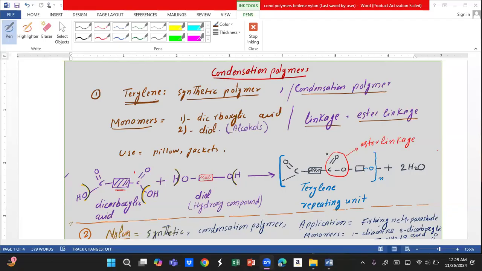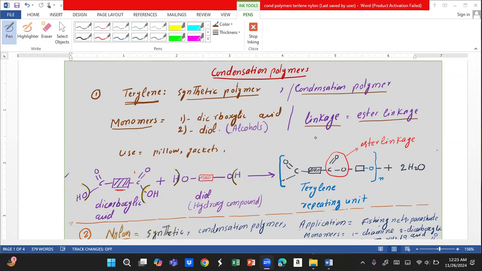Dear students, welcome back. Today I am going to discuss a very important topic, that is condensation polymers. Condensation polymers are the polymers which are formed or produced by the combination of simple molecules known as monomers. During the formation of condensation polymers, water is given as a byproduct.